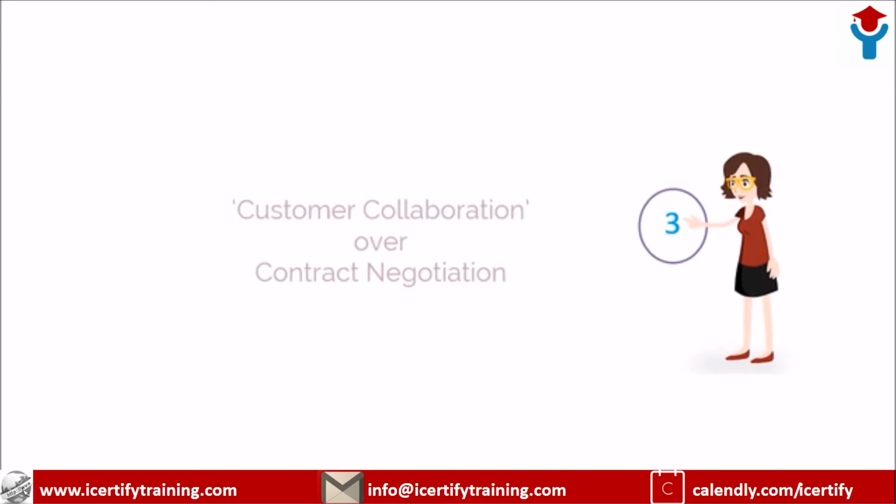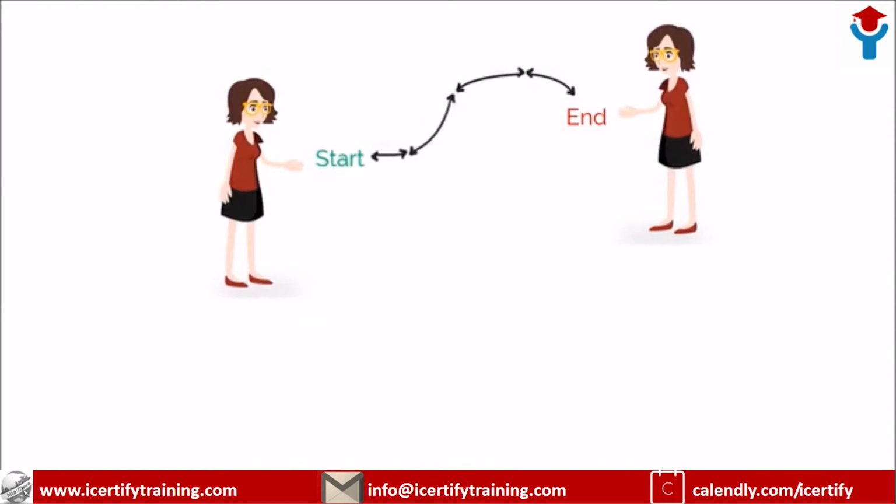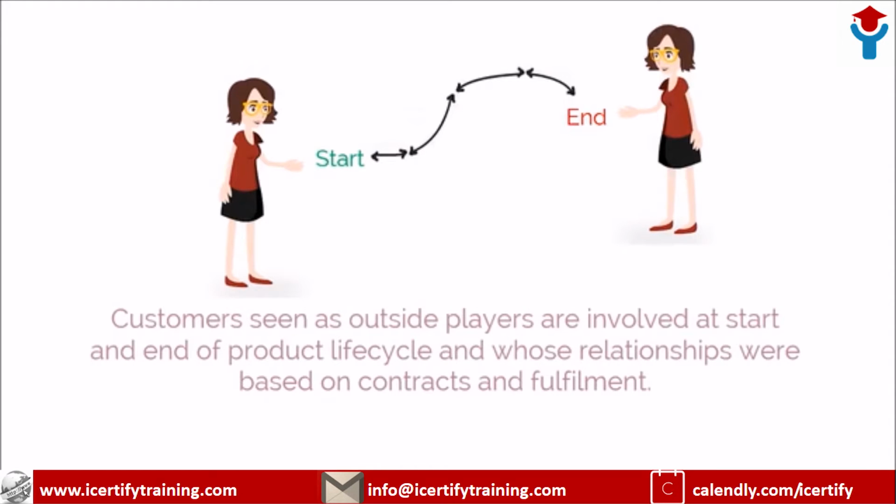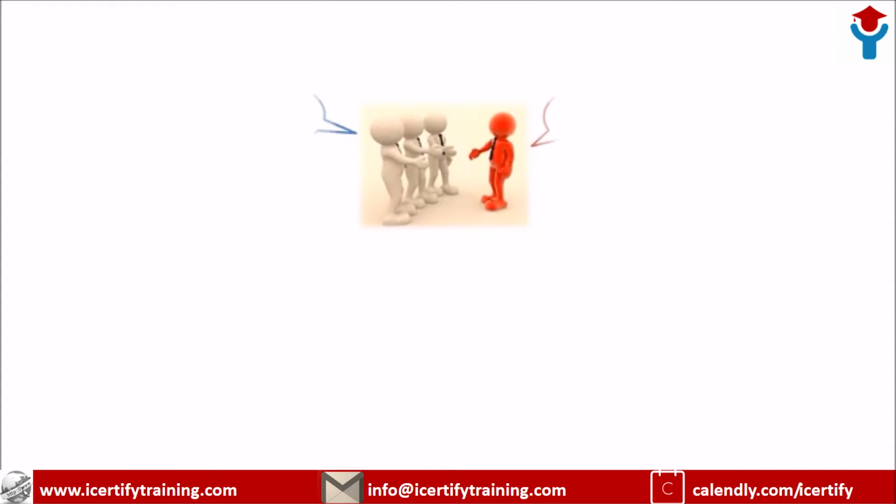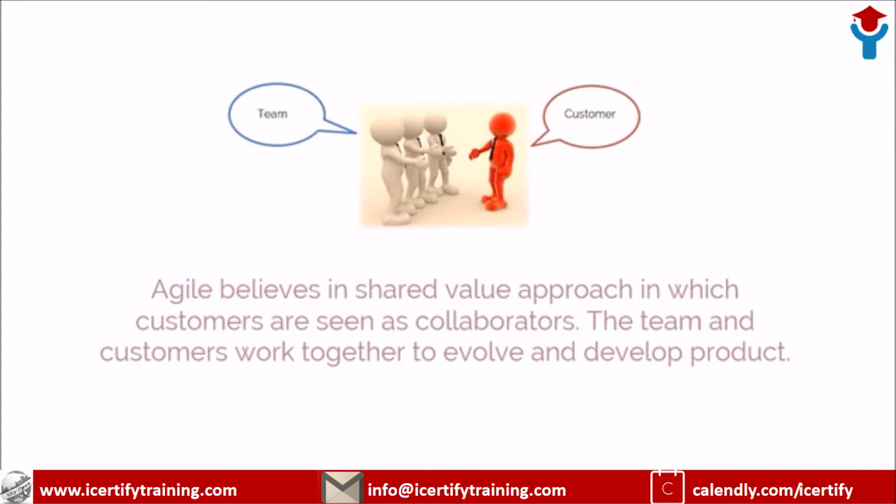Thirdly, we have customer collaboration over contract negotiation. Traditionally, customers have been seen as outside players who are involved mainly at the start and end of the product lifecycle and whose relationships were based on contracts and their fulfillment. Agile believes in a shared value approach in which customers are seen as collaborators. The team and customers work together to evolve and develop the product.